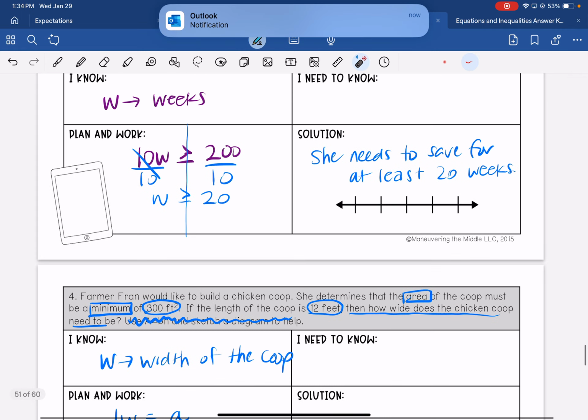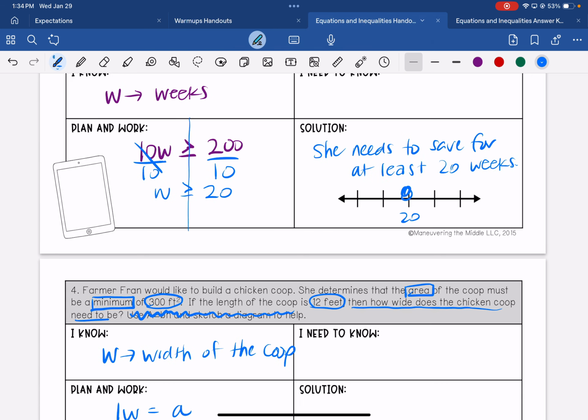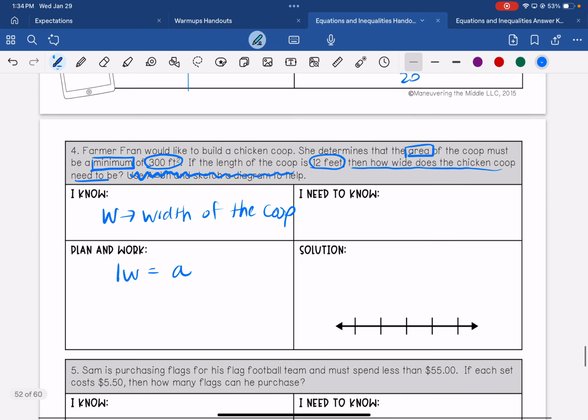Actually, you know what? Yeah, let me go back and graph this one because I totally forgot. So save at least 20 weeks. I'm going to put 20 under here. We'll use a closed circle, and it's greater than or equal to, so the arrow points to the right. All right, and so down here, we've got 12 feet for the length, so I'm going to put that in there.